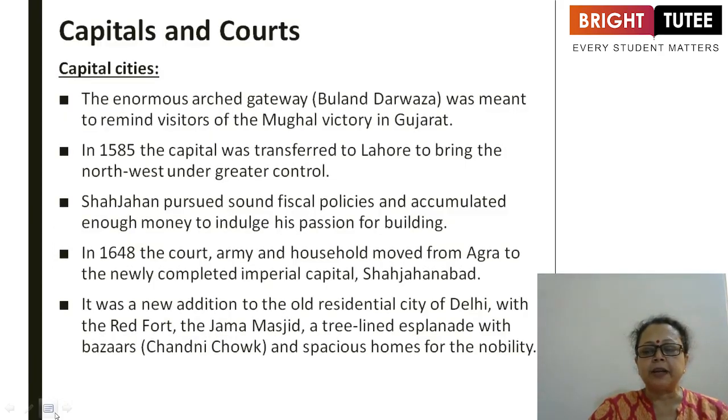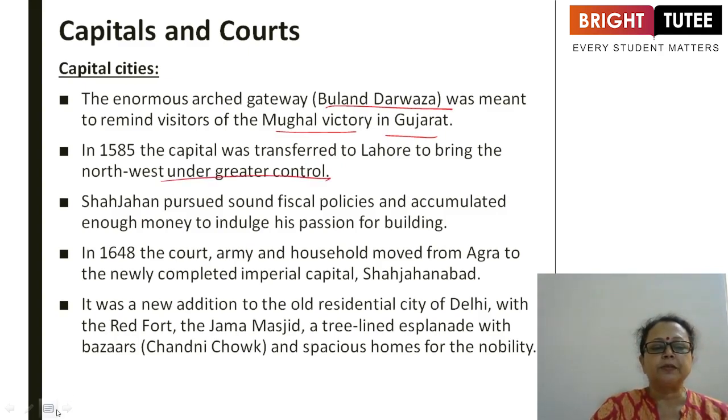The enormous arched gateway, Buland Darwaja, was meant to remind visitors of the Mughal victory in Gujarat. After the victory over Gujarat, this Buland Darwaja was constructed. In 1585, the capital was transferred to Lahore to bring the northwest under greater control.